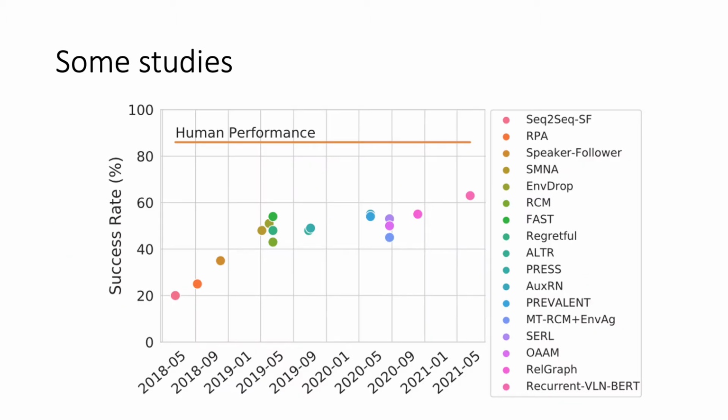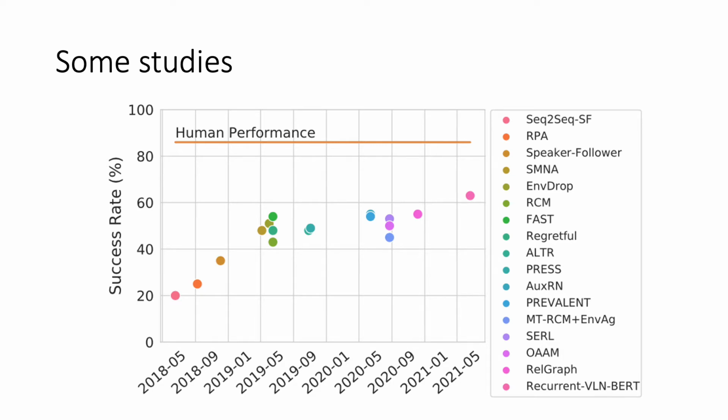Okay, now I want to share some of our recent studies. Through the years, agents with different model architectures and training mechanisms have been proposed for both indoor and outdoor VLN. In this figure, we show the performance of the recent navigation methods on the room-to-room test set. And we also show human performance. We can see that the study of VLN seems to have reached a performance ceiling, since only minor improvements were obtained in the past 2 years.